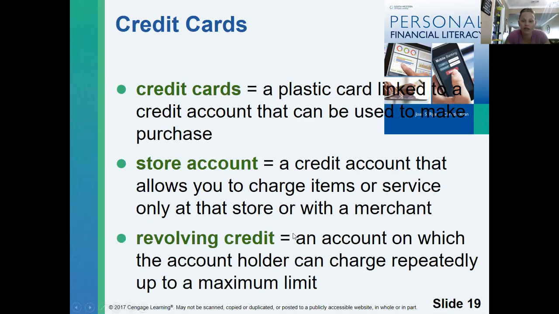And another definition here, revolving credit is an account on which the account holder can charge repeatedly up to a maximum limit. So if your limit, for example, is $1,000, you can charge $100 today, $300 tomorrow, $50 the day after that, and you can keep charging until you hit your limit. Yes, you have to pay it back and there will be interest, most likely, but that's revolving credit. You can keep using it over and over again until you hit that limit.